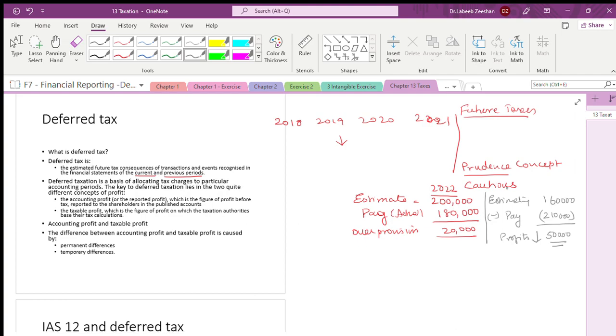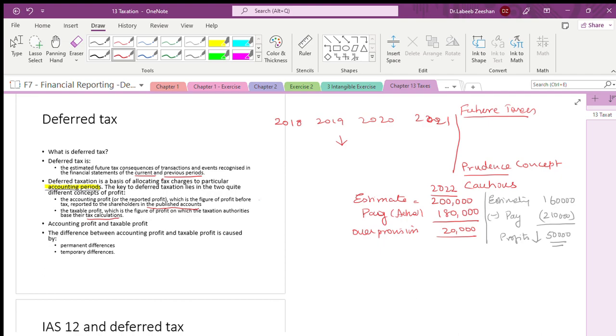Deferred taxation is the basis of allocating tax charges to particular accounting periods. We should not mix up the things; they are telling you again and again that whichever accounting period it is related to, we have to take that accounting period only. The key to deferred taxation lies in two things. The accounting profit is the figure of profit before tax related to the published accounts. The taxable profit is the figure on which taxation authorities base their tax calculation.